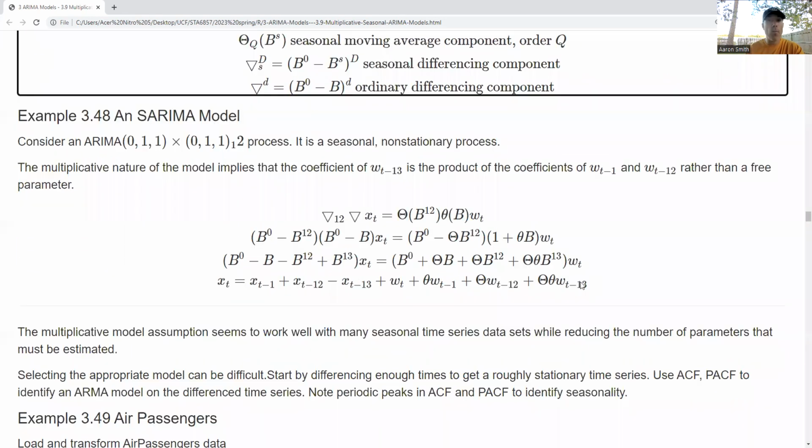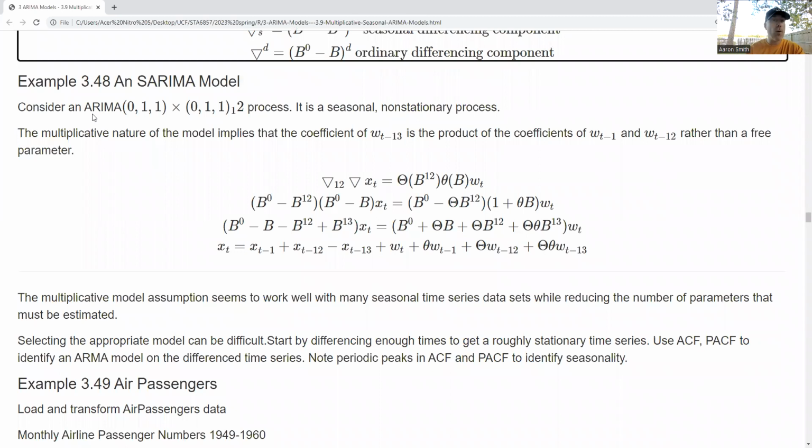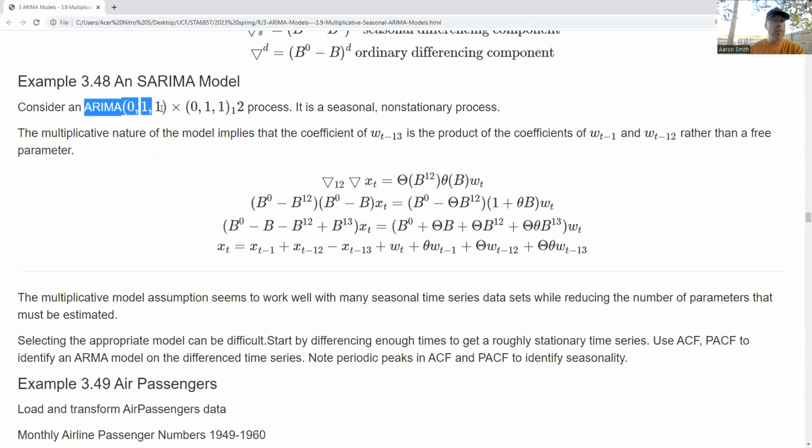All right, so let's go ahead and run through an example. So let's consider an ARIMA (0,1,1) and seasonal (0,1,1)_12 process, so that 12 should be subscripted. All right, so this is a seasonal non-stationary process. So here I'm differencing in the regular manner. I'm differencing in the seasonal manner. I have moving average degree 1. I have seasonal moving average degree 1. And so we can write out the equation this way.